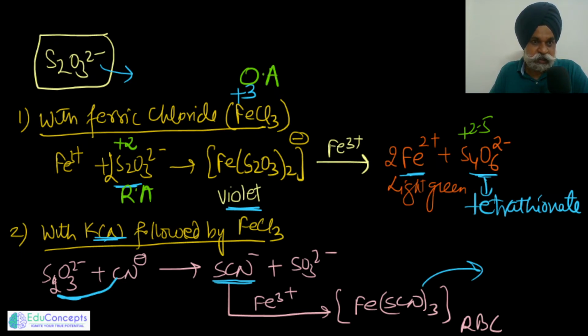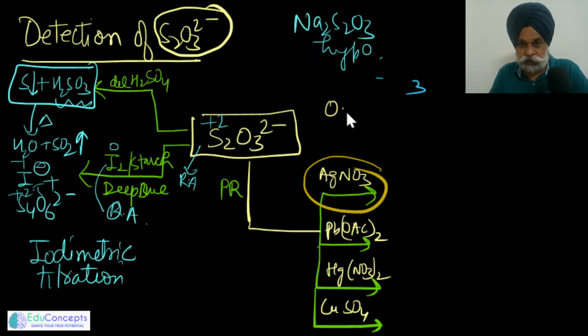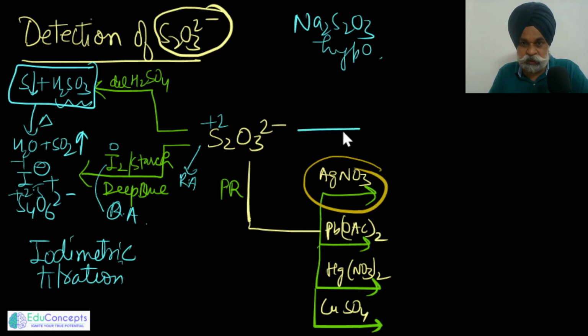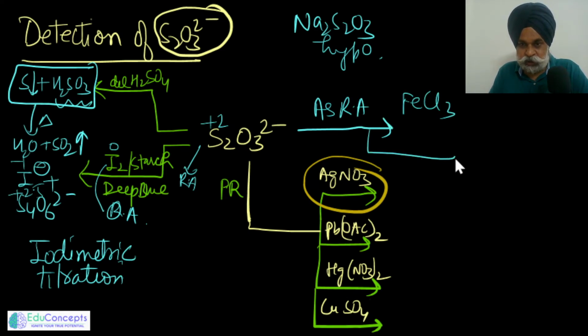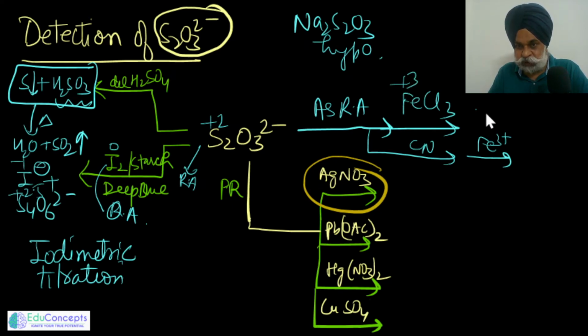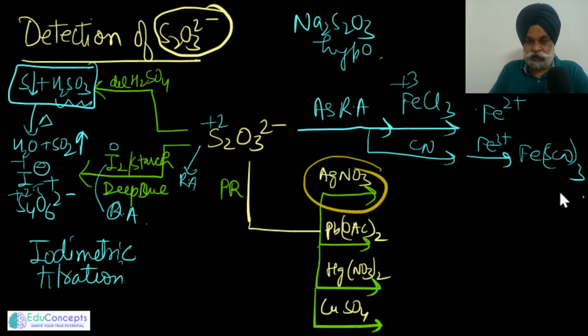Where is that? This is wrongly written. So here, this is acting as a reducing agent when it is treated with FeCl3, or first with cyanide followed by Fe3 positive. This you always have to remember, where this Fe3 positive changes to Fe2 positive, and here it changes to FeCN thrice. So this is quite important, where sulfur in +2 oxidation state goes to tetrathionate, acting as a reducing agent. So here I just wrote it wrongly.